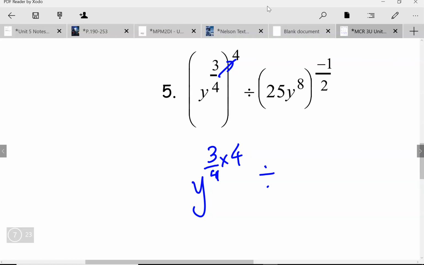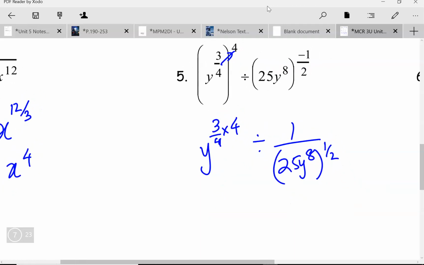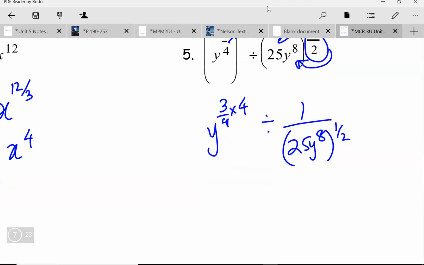So this actually, what I'm going to do is I'm going to make this 1 over 25 y to the 8 and change that to a positive half. Again, different ways of doing it. You can move the negative half and make this 25 to the negative half and y to the negative 4, but again, you'll get the same thing in the end.